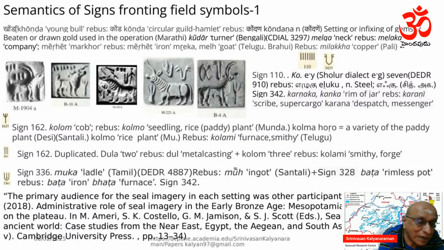Then the rimless pot with a ladle, mukha is a ladle. The similar sounding word is mugh, ingot, or muha, furnace produce. And sign 328 is the rimless pot, bata. Similar sounding word is bata, iron, bata furnace. So iron furnace plus ingot. Iron ingot from that furnace is signified by sign 336, which is a rimless pot with a ladle inserted.